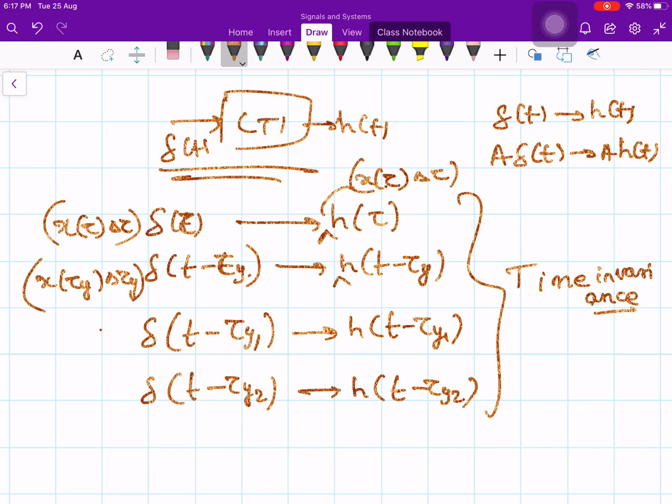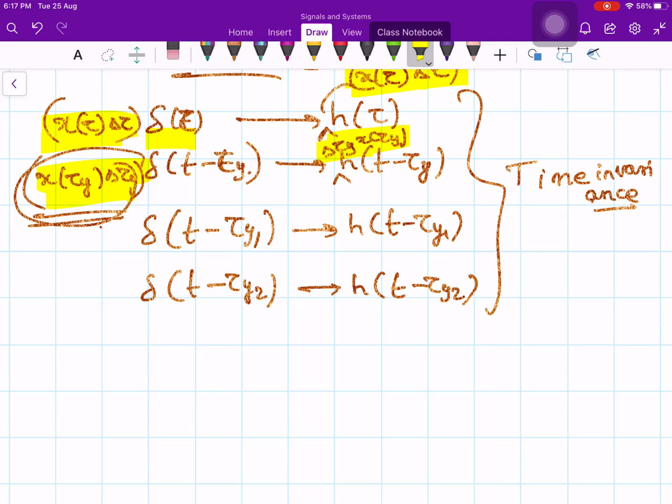So del tau y times x of tau y, like this. Whatever constant you are putting here, this constant will appear here also. Same constant will appear here. This is a constant multiplying the input impulse, and the same constant will appear at the output. That is your homogeneity property. Now you add all this on the left hand side, you add everything. So that is your superposition.